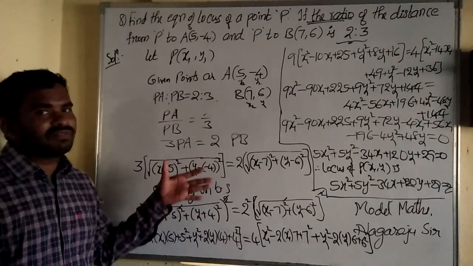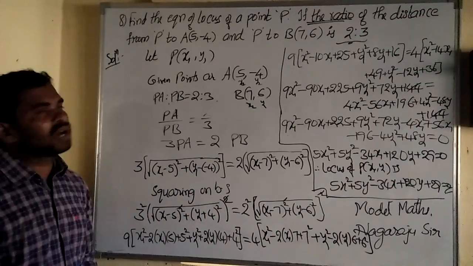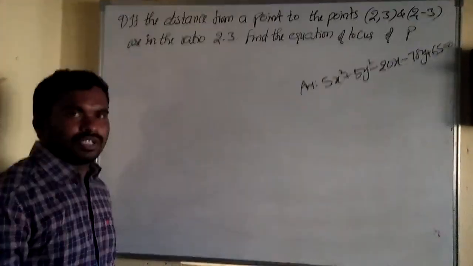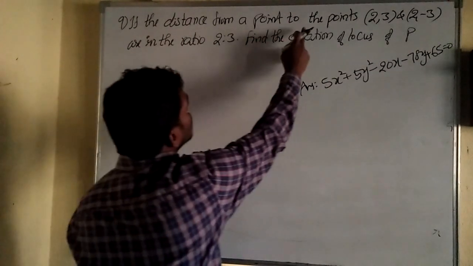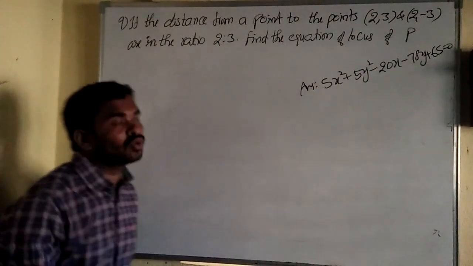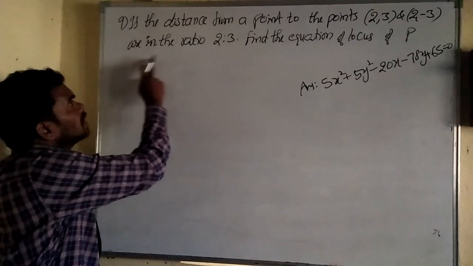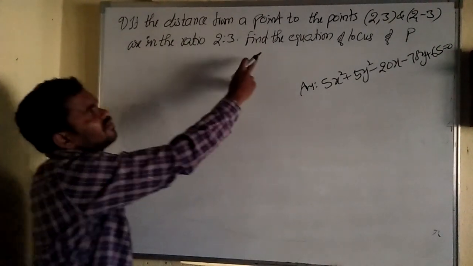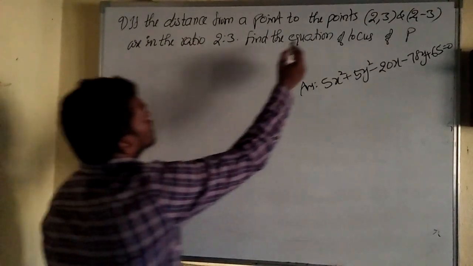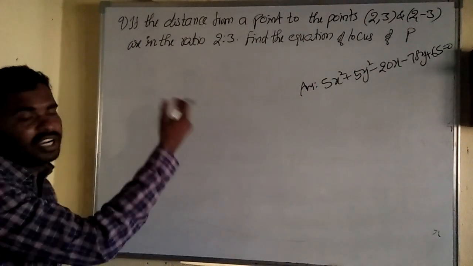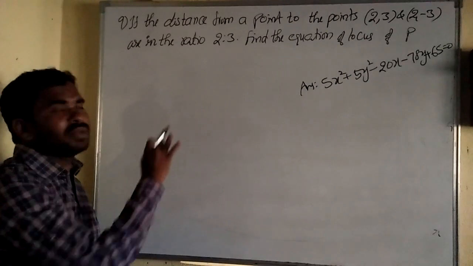Okay, the same type of question, I will give you one homework question. Please solve. If the distances from a point to the points (2, 3) and (2, minus 3) are in the ratio 2 is to 3, then find the equation of locus of P. Same type of question, asked in a different way, but the meaning is the same.